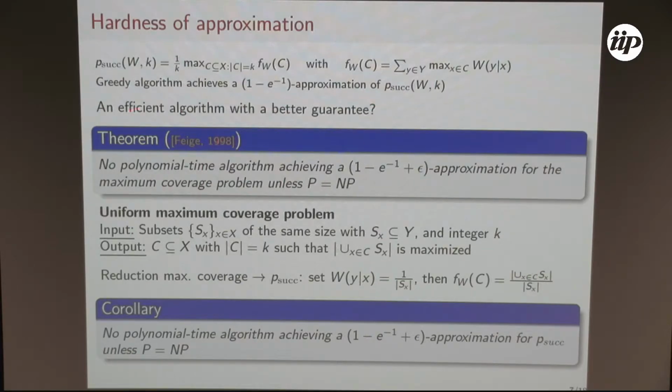So it turns out that you cannot do better than this 1 minus 1 over e approximation ratio, and the reason is the following. There is a famous theorem in the area of hardness of approximation, about a famous problem called the maximum coverage problem. There is a famous result which says that there is no polynomial time algorithm that achieves an approximation ratio better than 1 minus 1 over e, unless P is equal to NP. So if you find an approximation algorithm which achieves a ratio slightly better than 1 minus 1 over e, then you have proven that P is equal to NP.